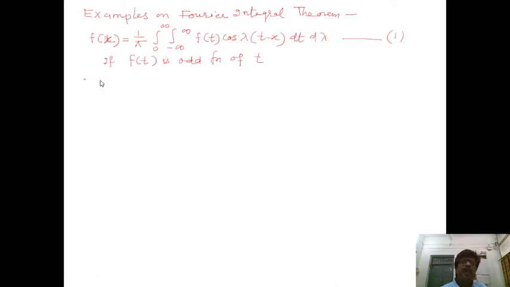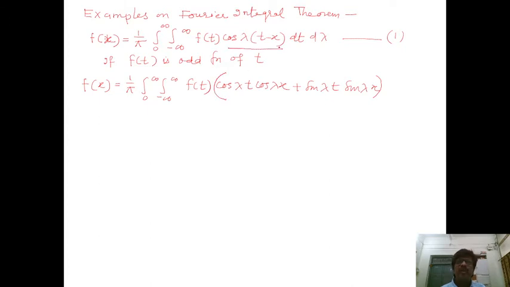Now this is the equation when I am rewriting it as 1 upon pi integral 0 to infinity integral minus infinity to infinity f of t. Now I shall expand this cos of (lambda t minus lambda x) as cos lambda t cos lambda x plus sin lambda t sin lambda x, dt d lambda.